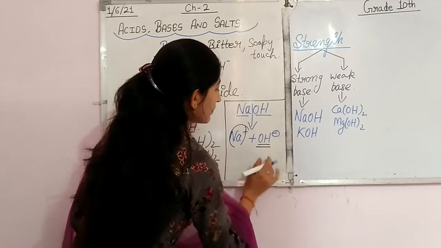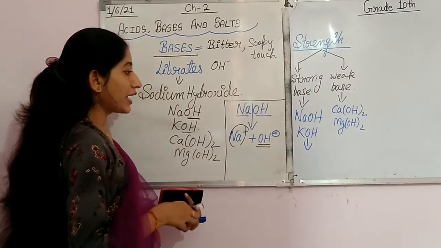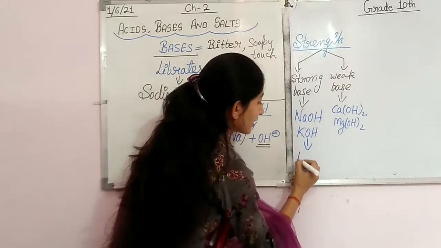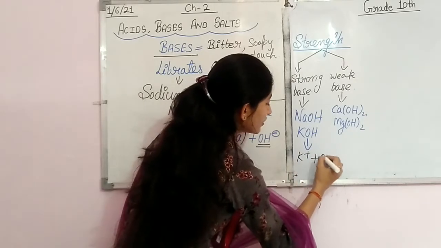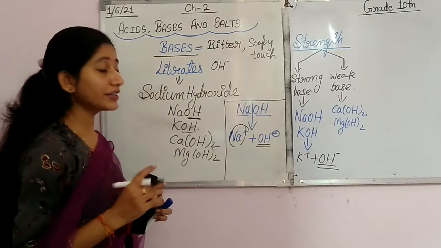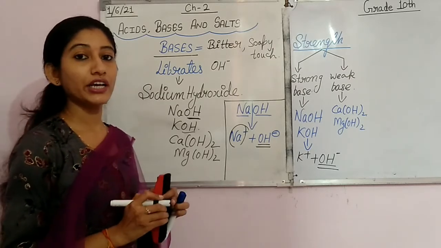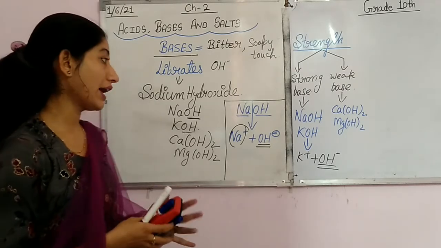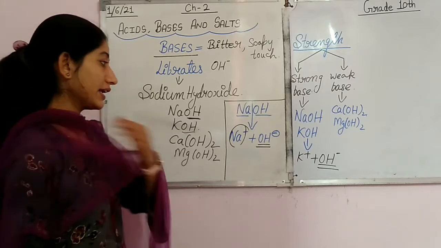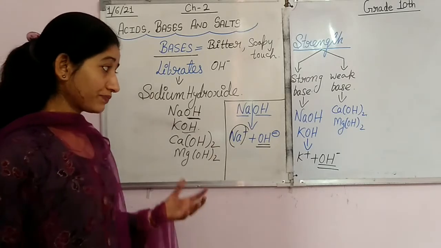Here I am doing. Suppose we have KOH, then it dissociates into K+ plus OH-. So this OH- is telling us about the basic property of the potassium hydroxide. It is telling us the basic property of the potassium hydroxide.